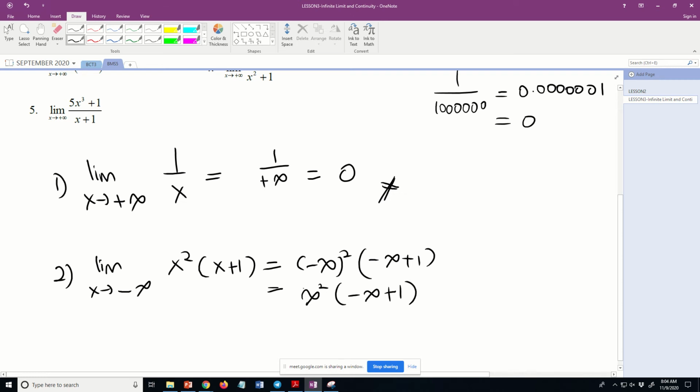But remember, I cannot write here infinity cube. Why can I not write infinity cube? Because infinity squared and infinity are not the same thing. This might be 1 billion, and this might be 1 million. Ini mungkin 1 billion, ini mungkin 1 million. So how come we can write it as a cube? Ini tak boleh saya letak cube.